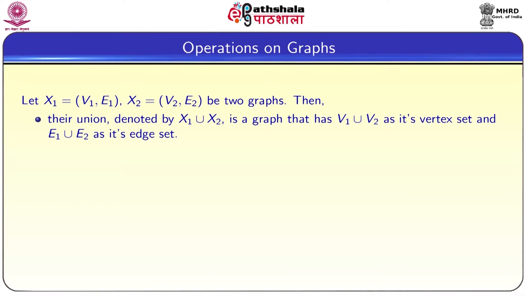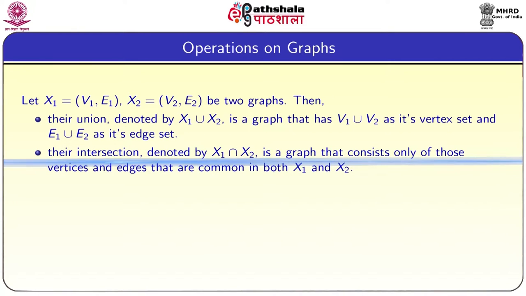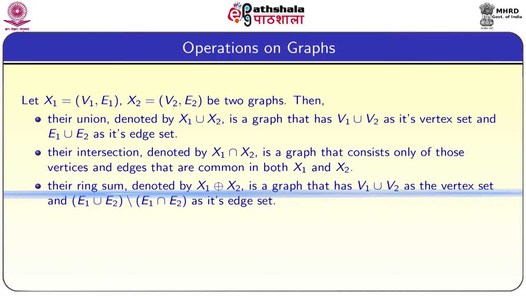So, now we will see operations on graphs. X1 = (V1, E1) and X2 = (V2, E2) are two graphs, then their union, denoted X1 union X2, is a graph that has V1 union V2 as its vertex set and E1 union E2 as its edge set. The intersection graph, denoted X1 intersection X2, is a graph that contains only those vertices and edges that are common in both X1 and X2. The ring sum, denoted X1 ring sum X2, is a graph having vertex set V1 union V2, but the edge set is the symmetric difference of E1 and E2, that is E1 union E2 minus E1 intersection E2.